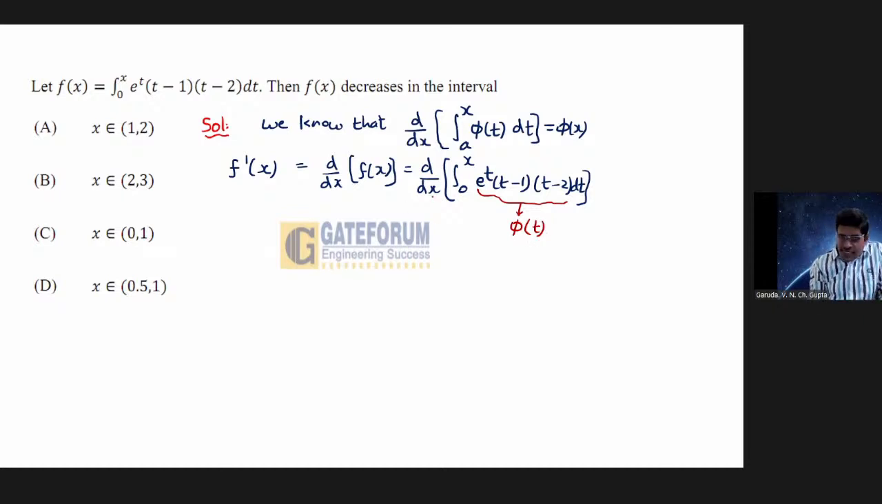Now, derivative with respect to x variable, the upper limit is also x variable. Whenever the upper limit variable is the same as the independent variable, that is, derivative with respect to a variable is the same as the upper limit. Then, using fundamental theorem of integral calculus, you will be getting the answer without integration and derivative. In that integrand, the variable is replaced by the upper limit. So you will be getting phi of x, which is nothing but e power x into x minus 1 into x minus 2.